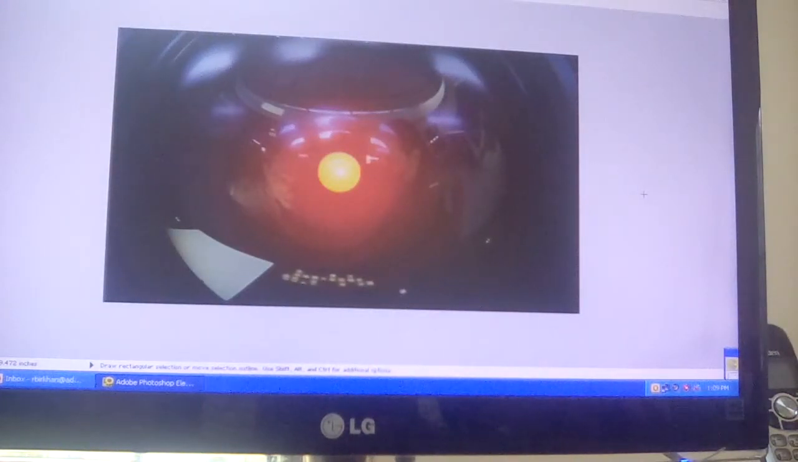Here's the Minotaur reflection again. This time we have the full Cyclops eye in the center. We have the two man. It's half man, half bear, half Minotaur.